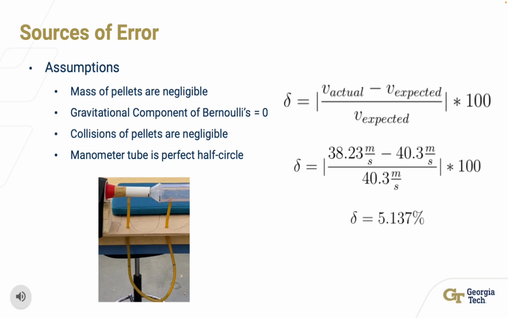The last one, specifically shown in the picture, exhibits the curvature at the bottom of the manometer isn't exactly in the shape of a half circle. This would have made our measured height different, propagating that error to a pressure differential.